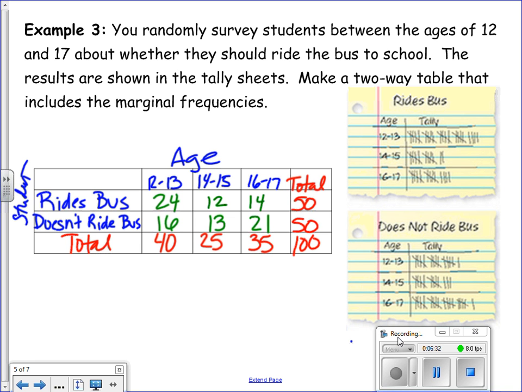All right. So now, if we were to describe what these mean, it doesn't ask us to do that here. It just says make the two-way table that includes the marginal frequencies. But if we had to interpret the marginal frequencies, we would say that there are 40 students that are ages 12 to 13, 25 that are 14 to 15, and 35 that are 16 to 17 in this survey. 50 of them ride the bus. 50 of them do not ride the bus. There were a total of 100 students surveyed.